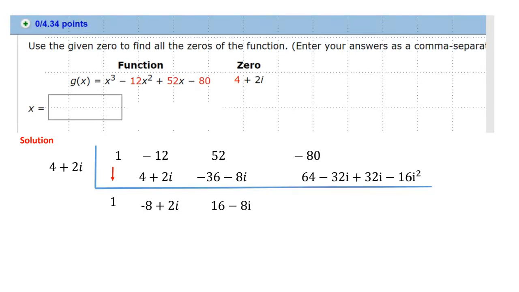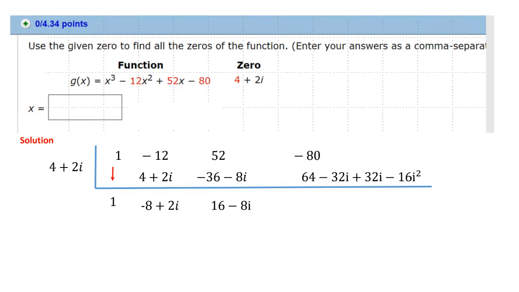And then I get negative 36 minus 8i. Then again, it's in standard form. I always want to write it like this: real plus imaginary. So the real parts, the 52 minus 36 gives me 16. 0 minus 8i gives me negative 8i.